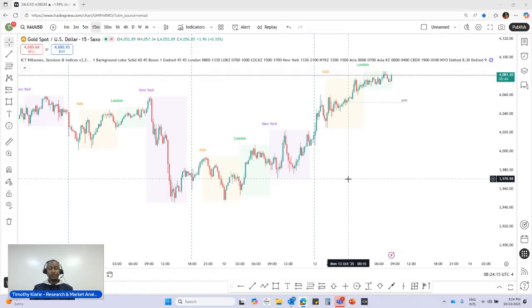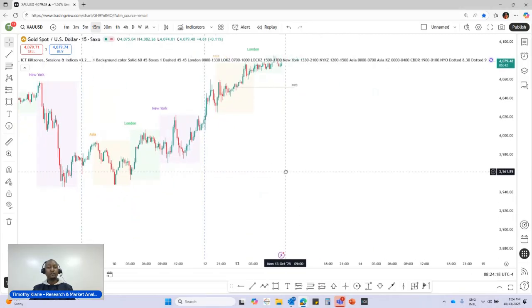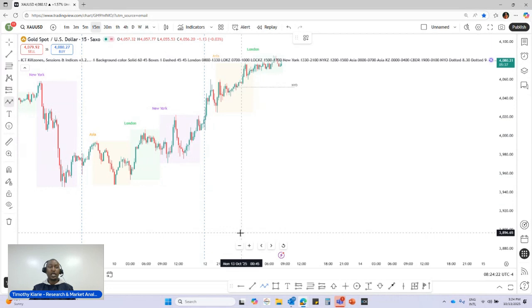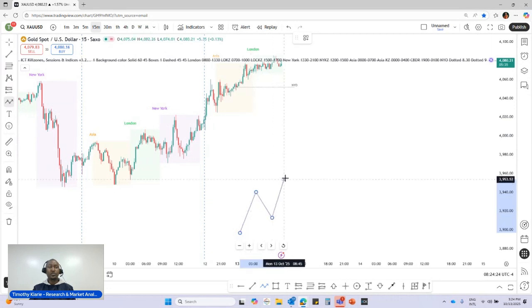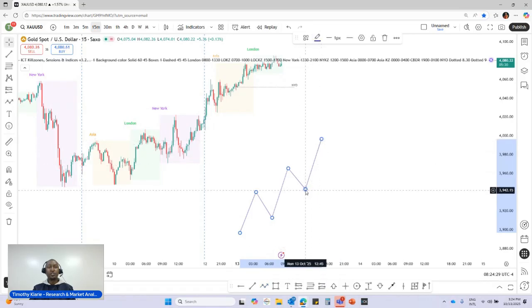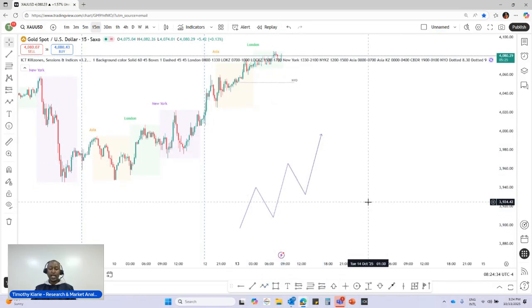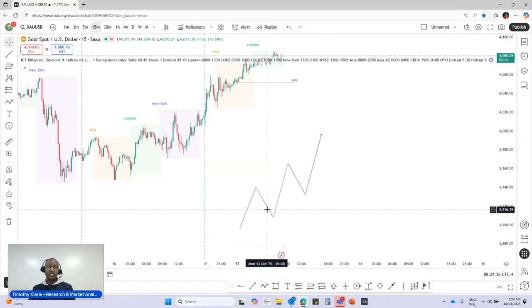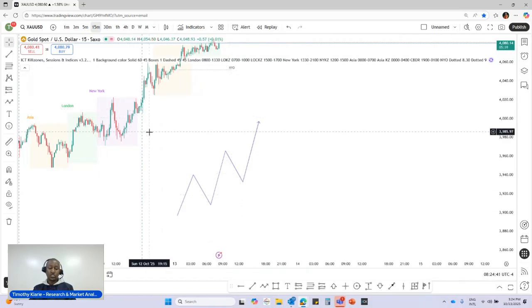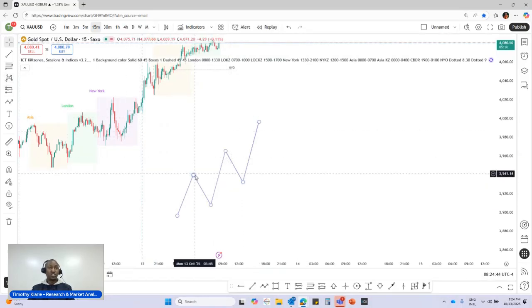Number one, for a pullback to be valid, maybe I can illustrate this one. If we are in an uptrend like this, let's say this is an uptrend, then for this pullback, or even this pullback here, we have to see these sequences of higher highs and higher lows. And then the retracement, this move here, is what we are calling the retracement.